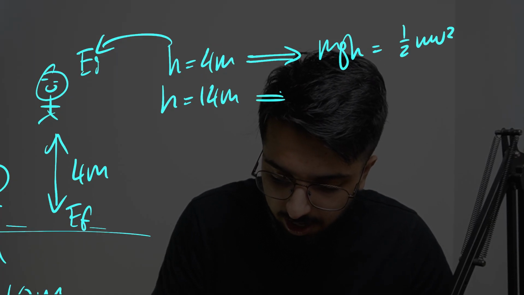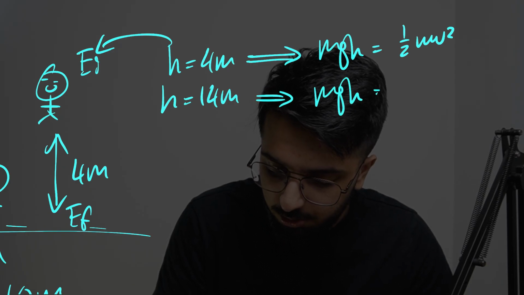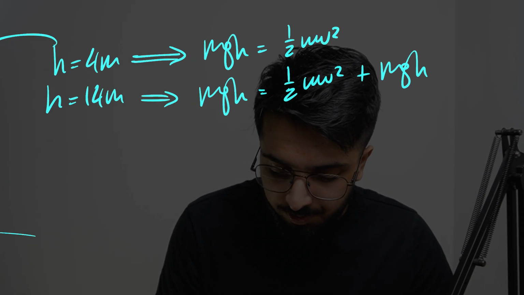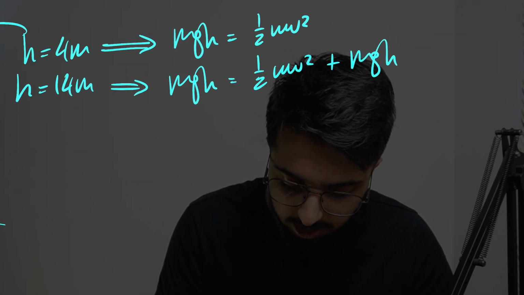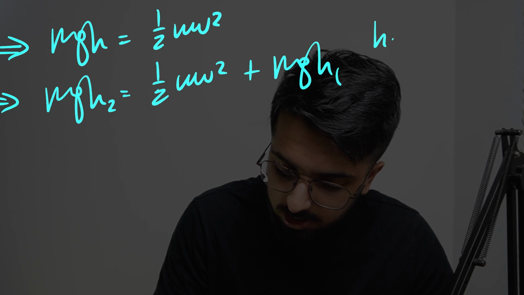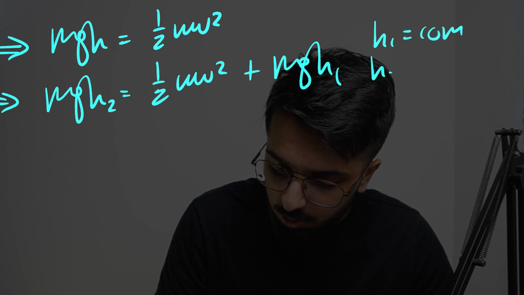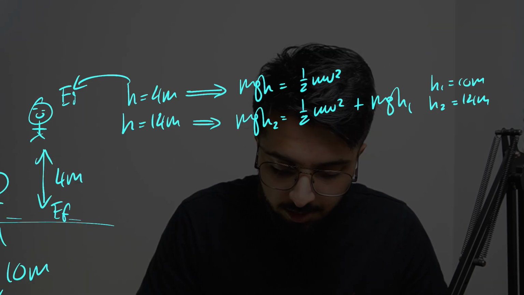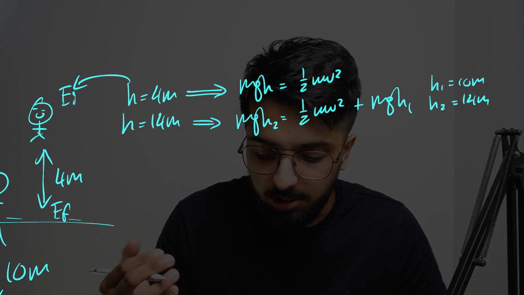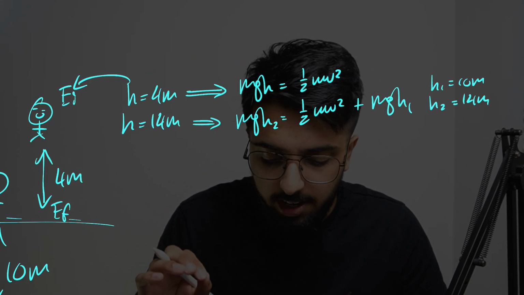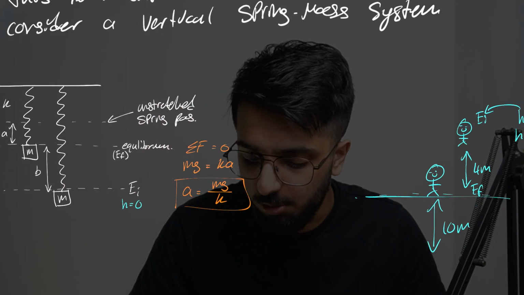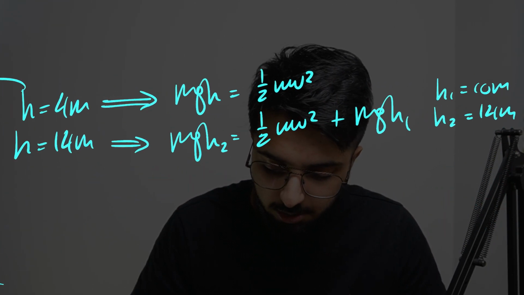However, in this case, we had to do mgh is equal to half mv squared plus mgh, right? Now I should label this, let's say this is h2, and this is h1, where h1 is equal to 10 meters, and h2 is equal to 14 meters, okay? For all intents and purposes, these two equations are the same, like they are equivalent. Let's carry this out for a bit, okay? Let's park this for a second. You can skip ahead if you already understand this. But for those that don't, you can stick around.